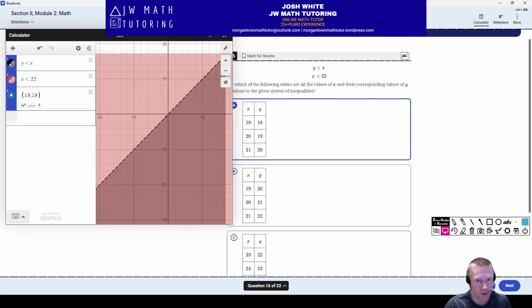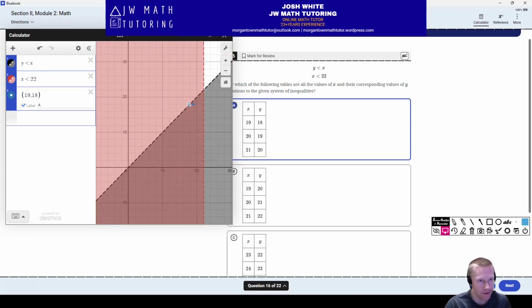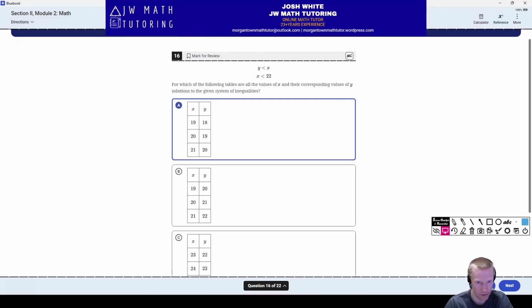So is this one actually in the region? You have to zoom in a little bit. Yes, it is. And then you could look at 20, 19. This one is in the region. Okay, good. 21, 20. Also, so notice these three are solutions. They are in the graph of the solution set. So that just confirms that A is the correct answer.